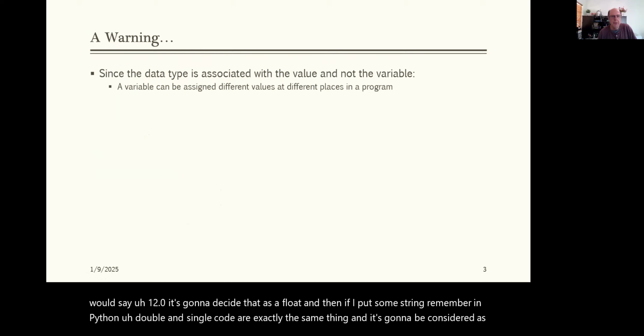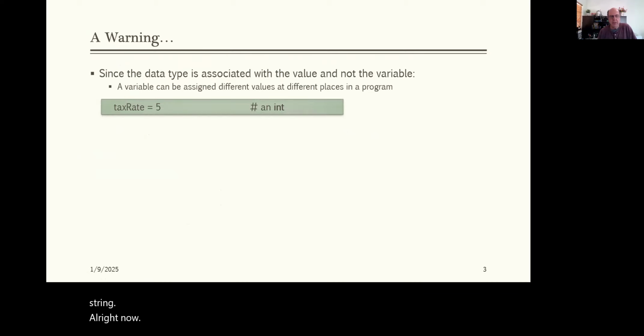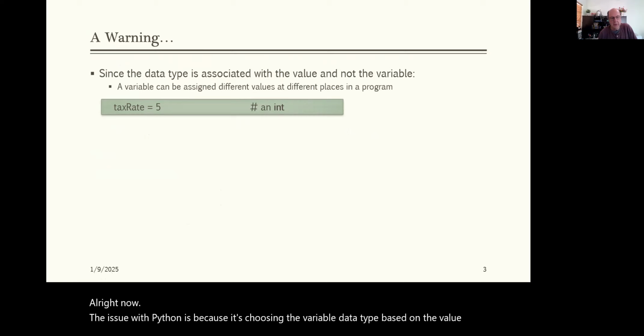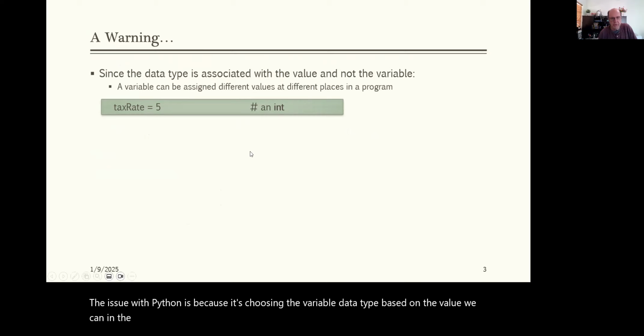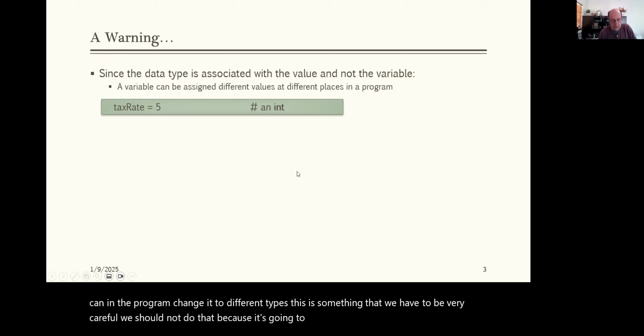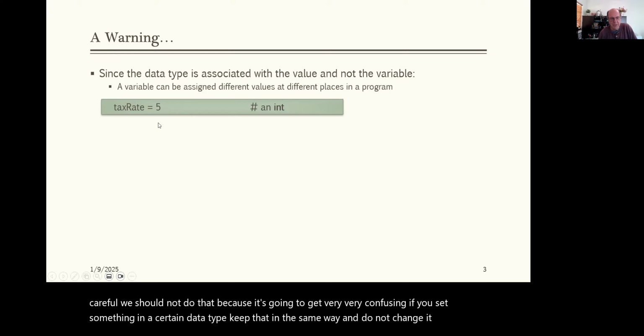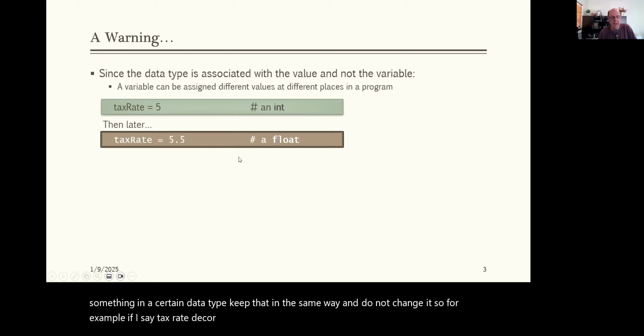Now, the issue with Python is that because it chooses the variable data type based on the value, we can, in the program, change it to different types. This is something we have to be very careful about. We should not do that because it's going to get very confusing. If you set something to a certain data type, keep it that way and do not change it. For example, if I say tax rate equals 5, and later I say tax rate equals 5.5, my original integer is going to be changed to float.